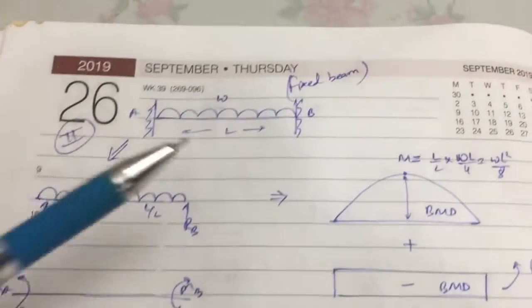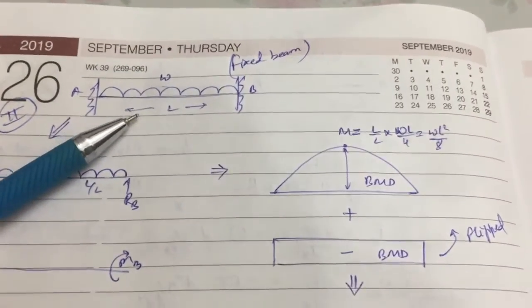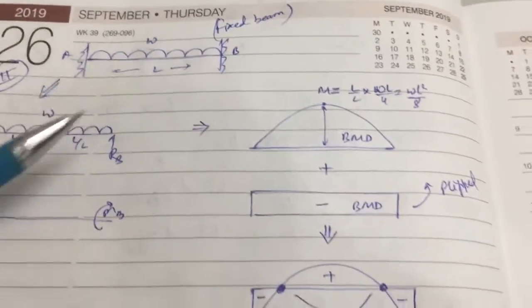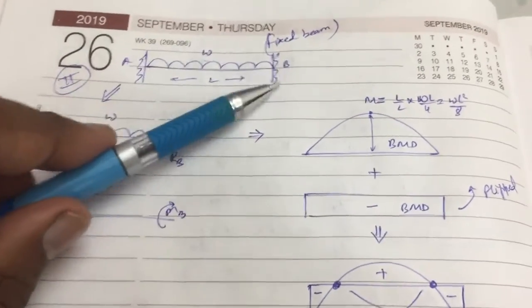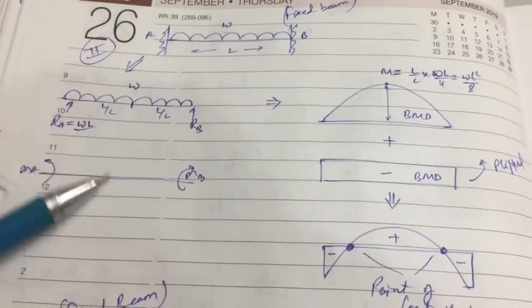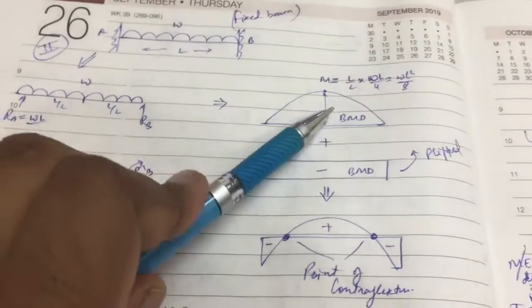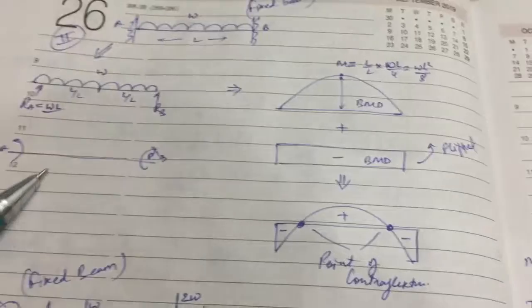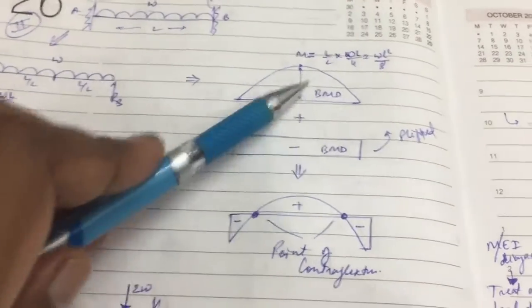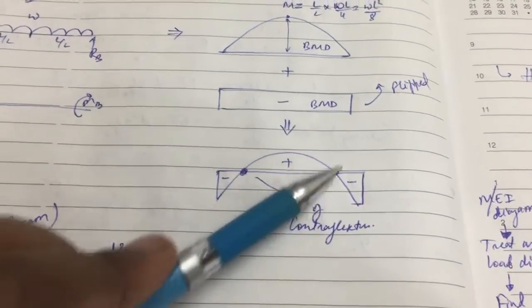For this next case, where we have a uniformly distributed load on a rigidly held, fixed beam, we simplify it like this: a simply supported beam and the moment. For this case we have a parabolic moment diagram, and for the other we have just a beam. When we superimpose them, we get such a diagram here. There are 2 points of rupture.